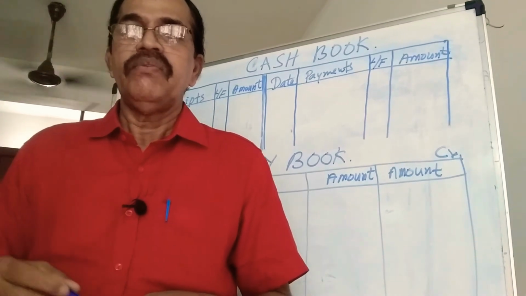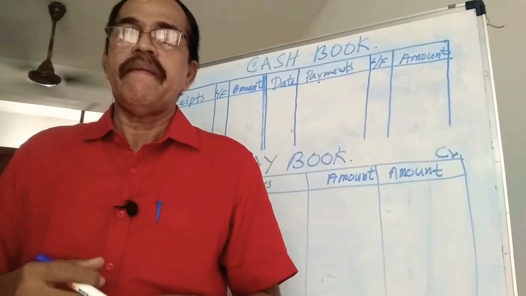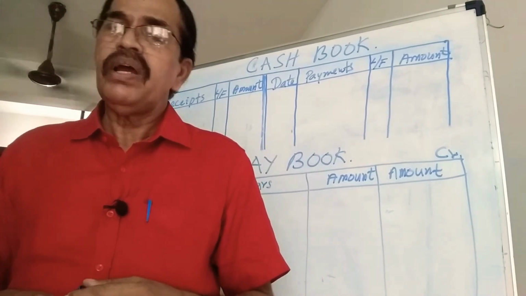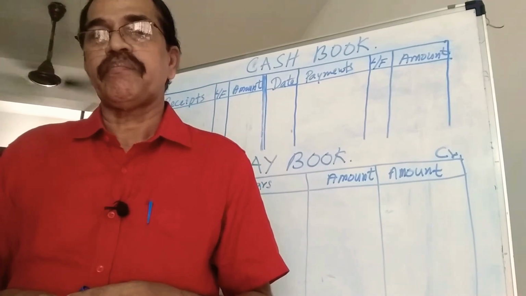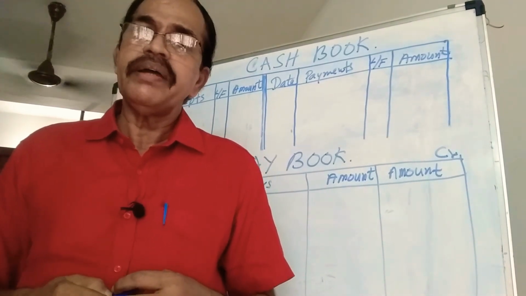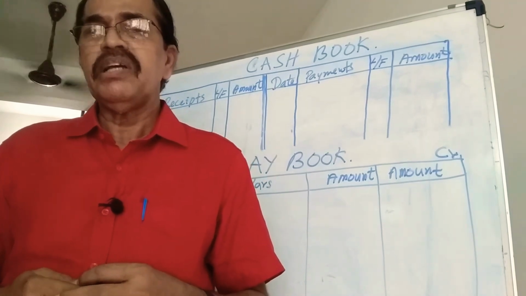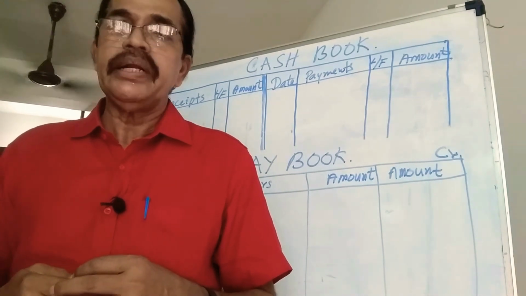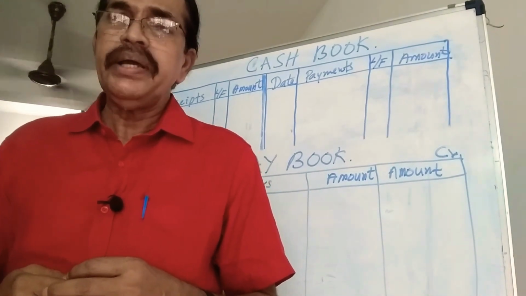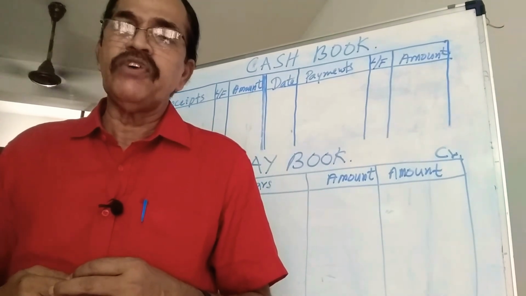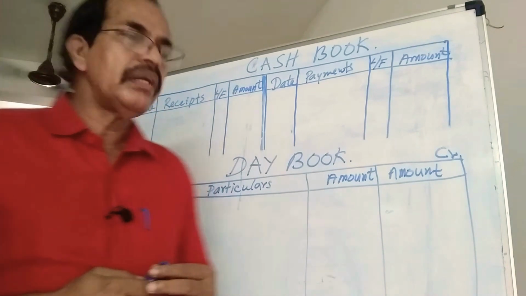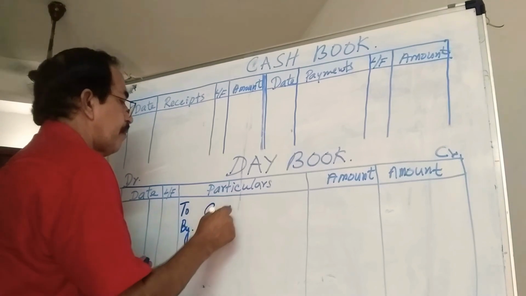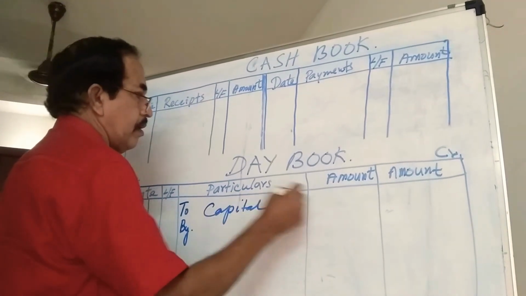So in this context, we can see that the accountant will find that 1 lakh rupee has come into the business. From where? From the businessman. In accounting, we don't write the name of the businessman, but instead, we use the term capital in place of the name of the businessman. So, money has come from the businessman in the form of capital, and we record it in the day book: to capital, 1 lakh.